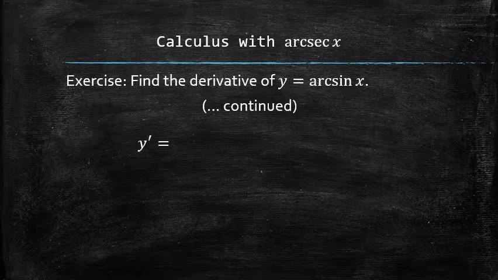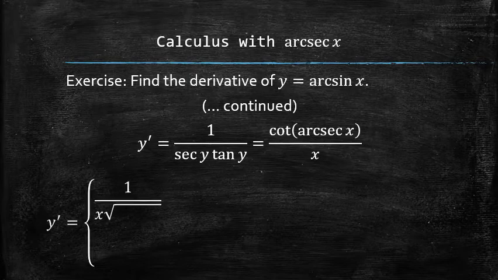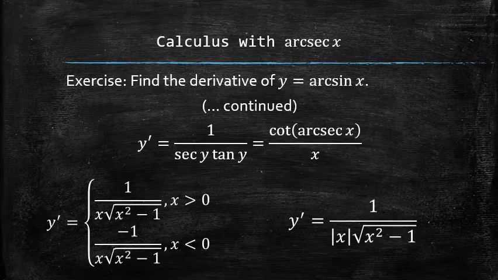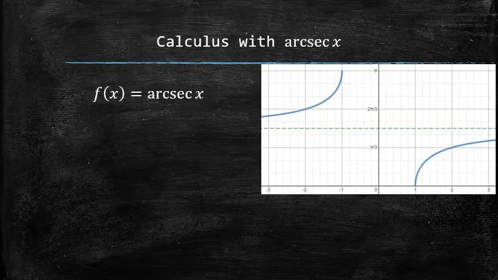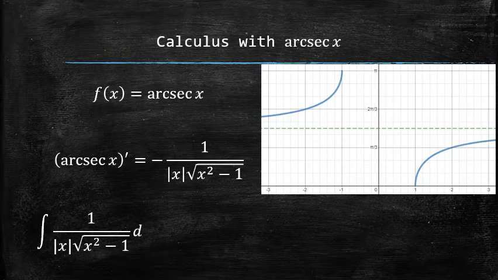After simplifying the trigonometric expression, we now have two formulas, one for positive x and one for negative x. However, this can be elegantly written as a single formula using the absolute value notation. In summary, we now have the formula for the derivative of the arcsecant of x function, as well as the formula for the antiderivative of its derivative.